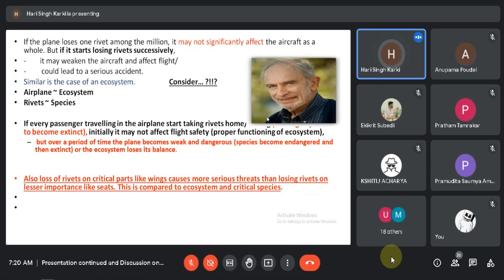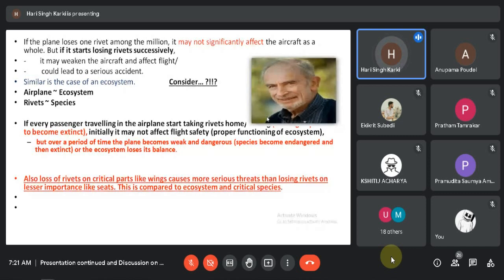That is the same case with the environment. Now consider the case of an ecosystem. The aeroplane here is analogous to the ecosystem, and rivets are analogous to species. In the same way, what will be the case if some species die out of the earth? It may not have that significant an effect on the total ecosystem, but if some key species get extinct from the ecosystem, of course it will have some disturbance.